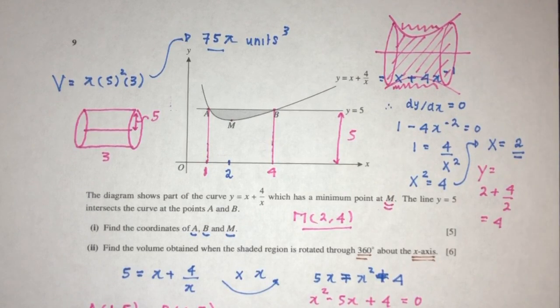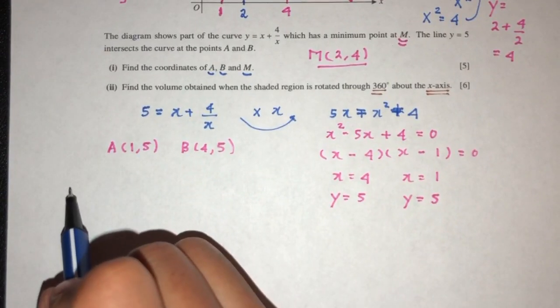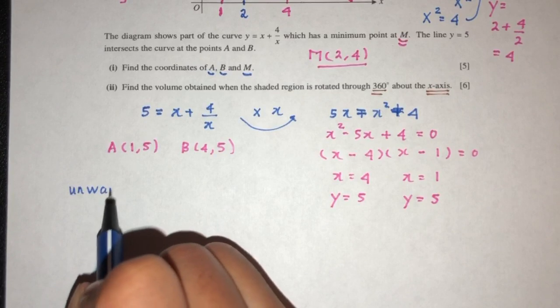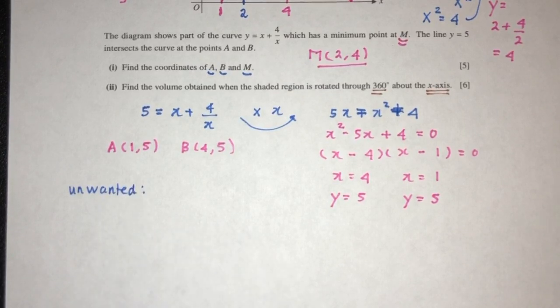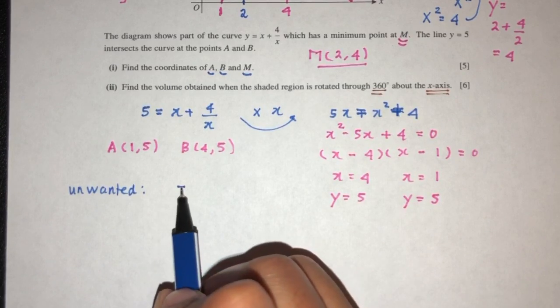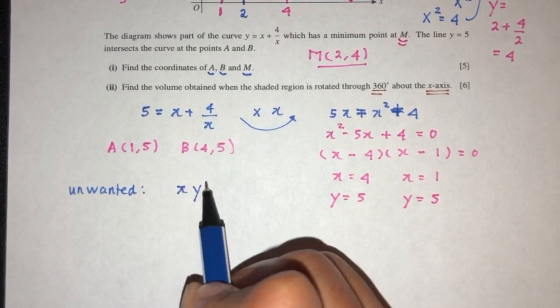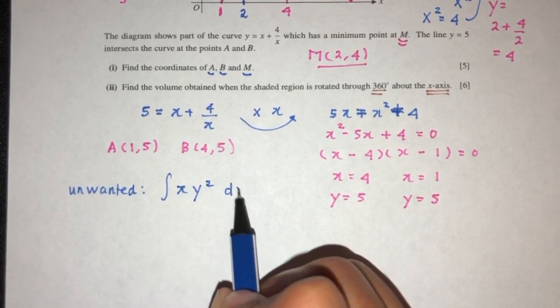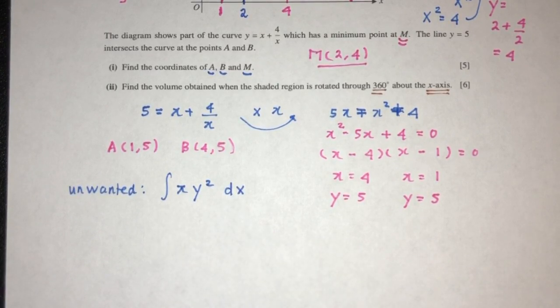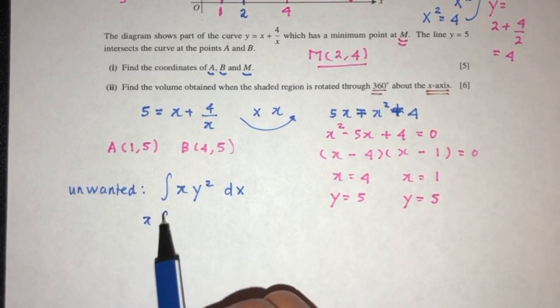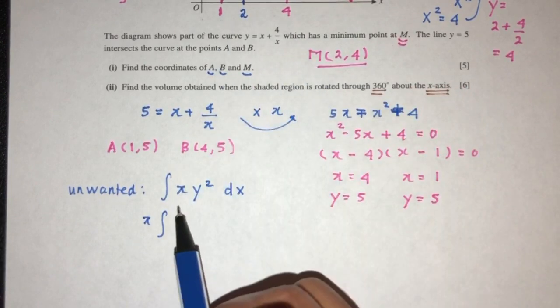So how do you find the volume below the curve rotated about the x-axis? We use our formula, right? So the unwanted volume, which is the volume under the curve about the x-axis, we'll have to use this one: pi, and then integral of y squared with respect to dx. So again, this is the formula you have to know. Okay, memorize if you need to. When it is about the x-axis, we have to write y squared. Now the limits obviously are 4 and 1.